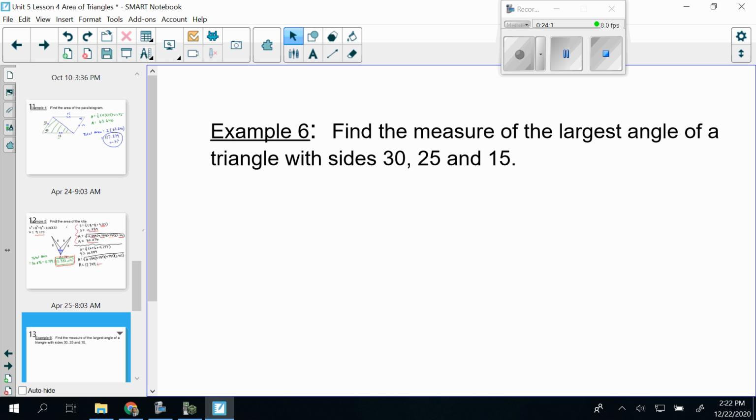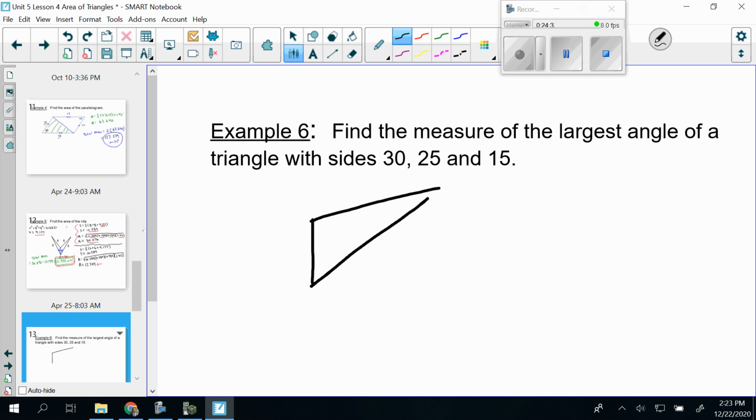All right, the next one. Find the measure of the largest angle of a triangle with sides 30, 25, and 15. Here you definitely would want to draw out a triangle so you can kind of see it. So longest side here would be 30, shortest side's 15, and the other side's 25.